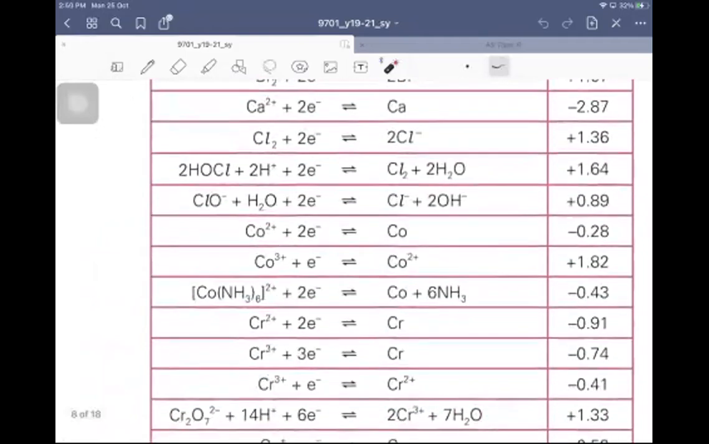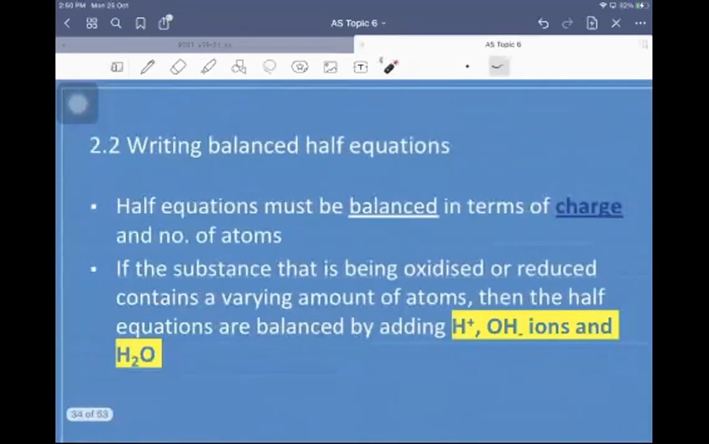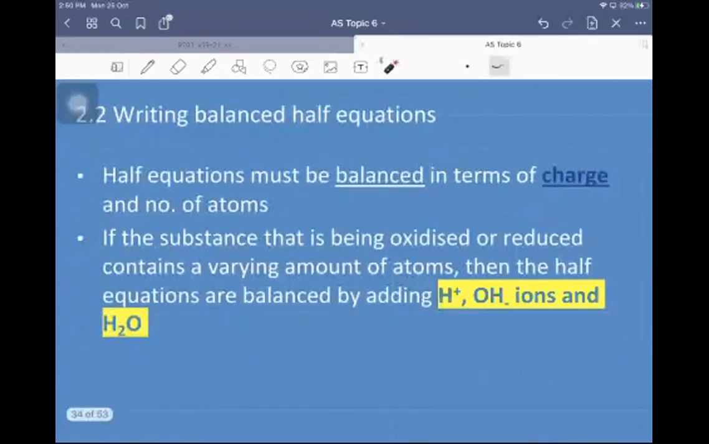Okay, so I'm just going to teach you briefly. If you don't have access to these half equations, as you all know that in your exam, you won't be given a data booklet. So you're only given information that is necessary or needed to answer a particular question. So it's worth learning how to write down half equations. Half equations, just like your normal equation, must be balanced in terms of charge and number of atoms. So there's nothing different from writing down a normal equation.